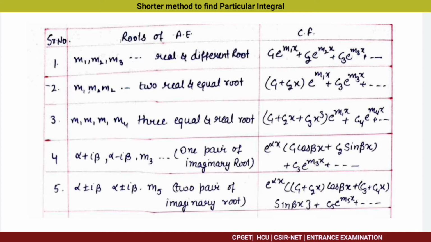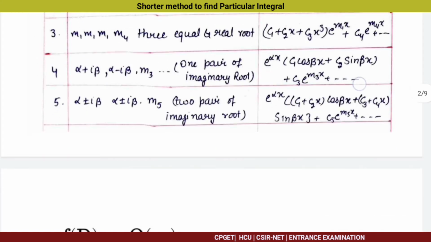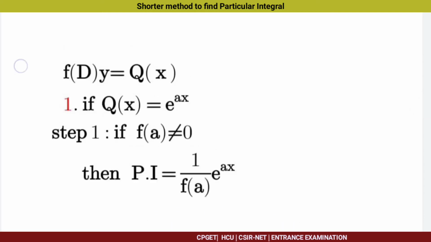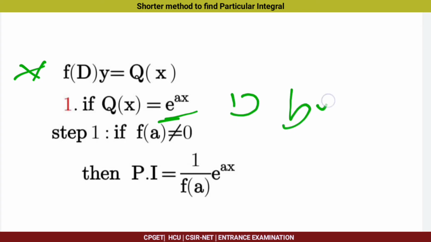Okay, this is the way to find the complementary function. Now let's see how to find the particular integral of a given differential equation. See here, f of D of y equals Q of x. If Q of x equals e to the power of ax, that is, Q of x is in the form of e to the power of ax, in this method we replace D by a.